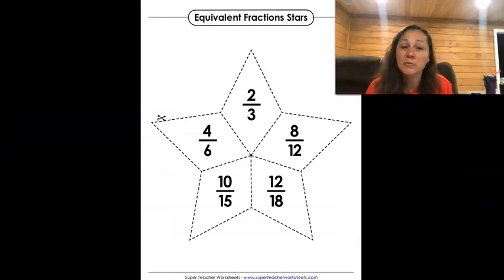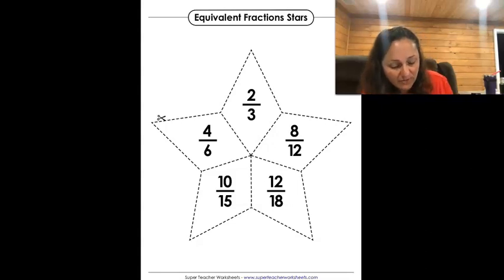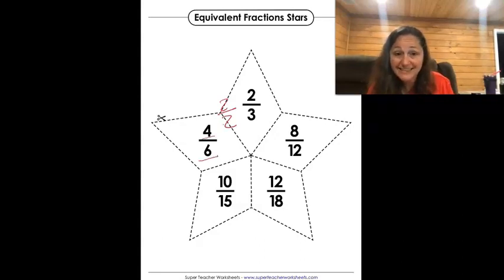Now, I can do it with fractions that are not just 1 half. I can do it with fractions that have different numerators and denominators. So if I look at 2 thirds, if I multiplied it by 2 over 2, 2 times 2 is 4, 3 times 2 is 6. Over here, let's try 4 over 4.